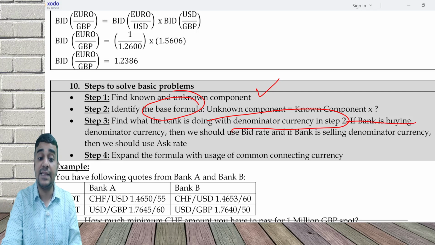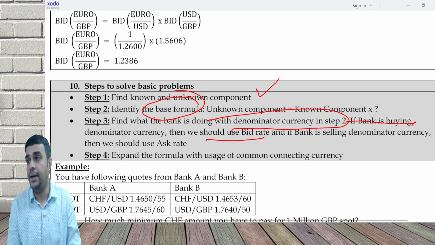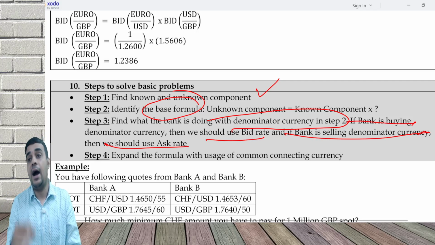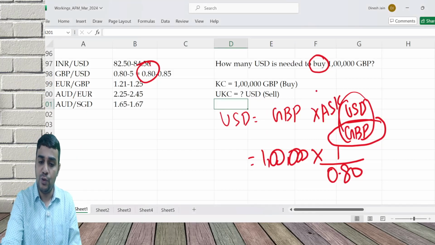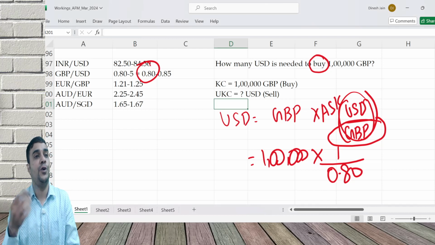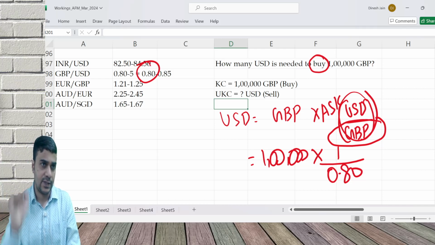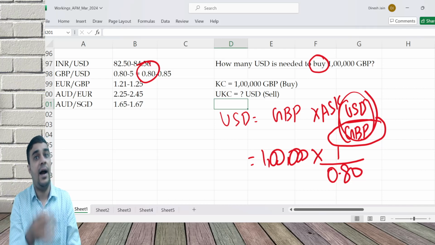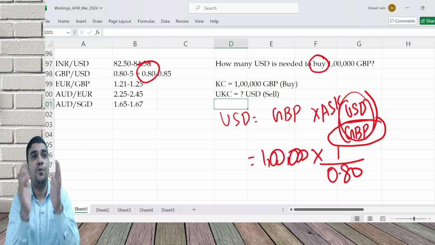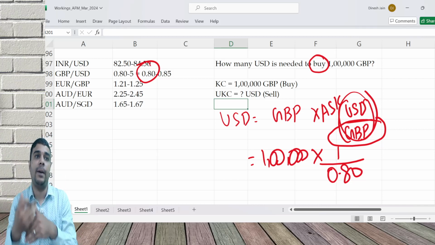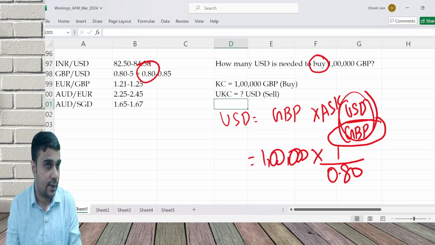If bank is buying, then we will use bid rate, and if bank is selling, we will use ask rate. After doing this, if you have USD per GBP, okay. If you do not have, use 1 by bid. If you don't have that also, USD by Australian dollar per Singapore dollar plus this plus this plus this, expand it, and then after expanding, few quotes you will directly use, few quotes you will do 1 by bid, 1 by ask. The cycle will keep happening.